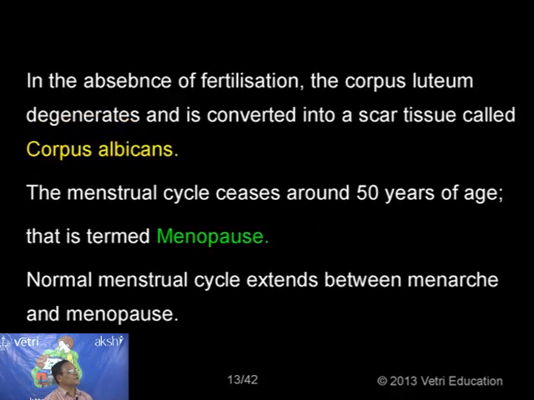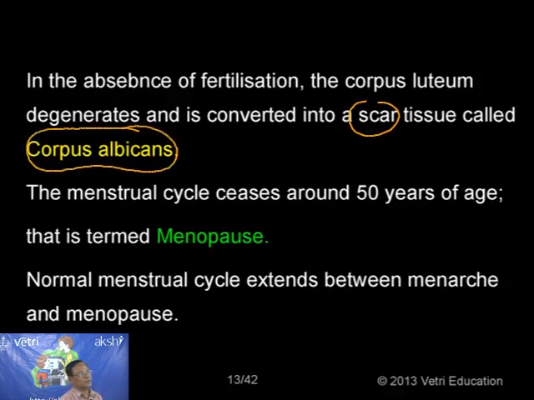So in the absence of fertilization, what happens? The corpus luteum occurs only when fertilization is followed by pregnancy. If there is no fertilization, if there is no pregnancy, what will happen? The corpus luteum degenerates. It is left as a scar tissue, meaning non-functional tissue. The name of the non-functional corpus luteum is corpus albicans.